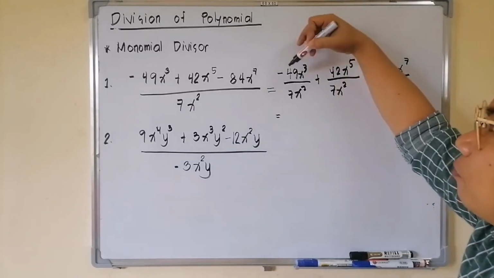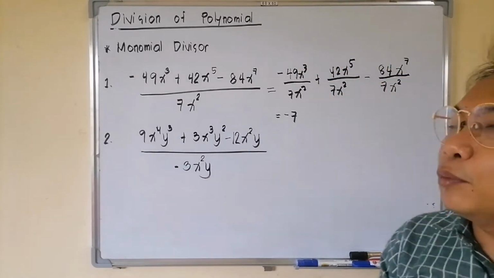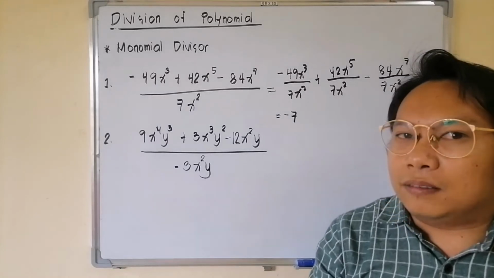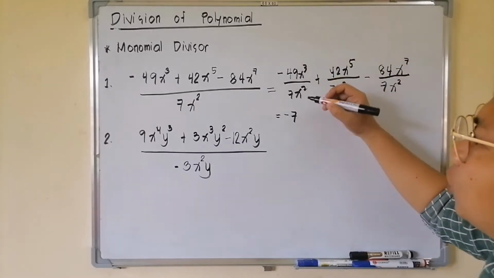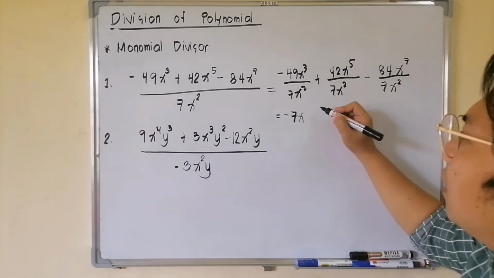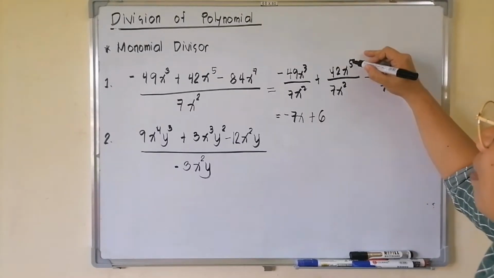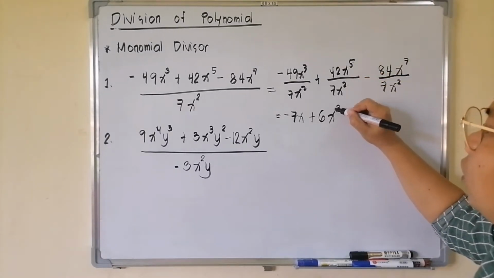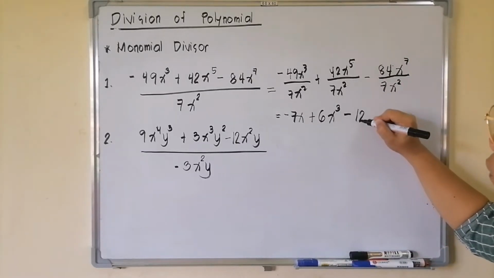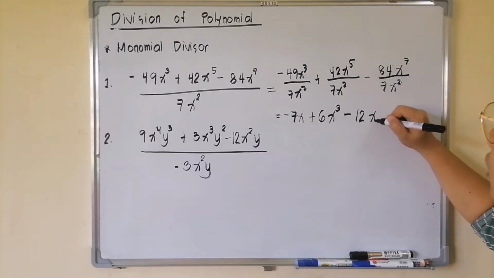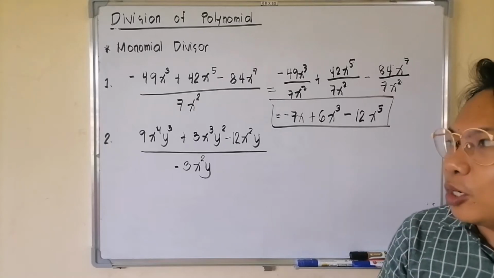simplify. So you have negative 49 divided by 7 is negative 7. And by the rule of exponents in division, you just subtract the exponents. So x cubed and x squared, 3 minus 1 gives you 1, so x. Plus 42 divided by 7 is 6, and 5 minus 2 is 3, so 6x cubed. Minus 84 divided by 7 is 12, and 7 minus 2 is 5, so x to the power of 5. This is your final answer.